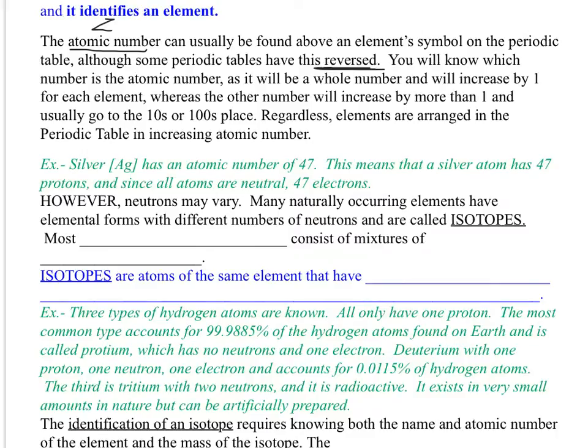In fact, the ones that are up on our front table that we got from the Army Reserve actually have this reversed. So how do you know which one is the atomic number? Let me see if I can find a different colored pen here. It will be a whole number, that's important, and it will increase by 1 for each element, whereas the other number will increase by more than 1 and usually go to the tens or hundreds place. Regardless, elements are arranged in the periodic table in increasing atomic number. Super important that you understand that if you did not already know that.